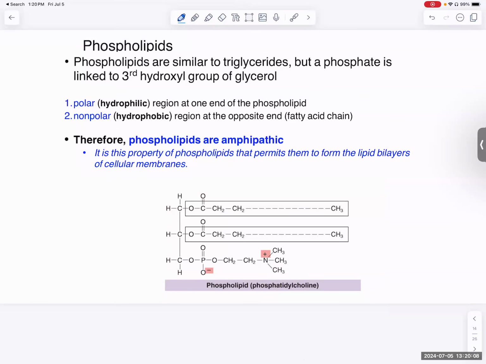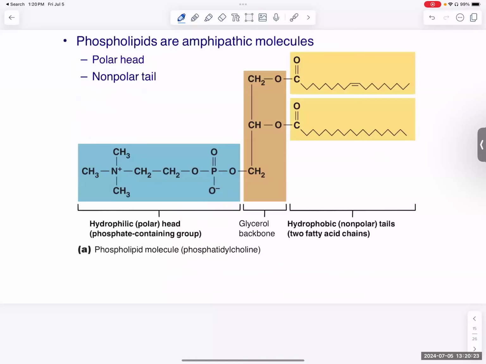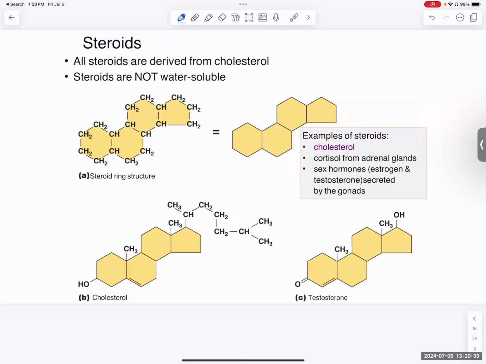Phospholipids, again, this is cell membrane. And as a review, they are amphipathic. Phospholipids are because you're going to have the phosphate polar head and then the lipid tails. So this just goes through the polar phosphate head and then the lipid tails.